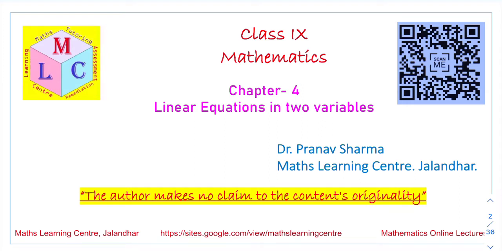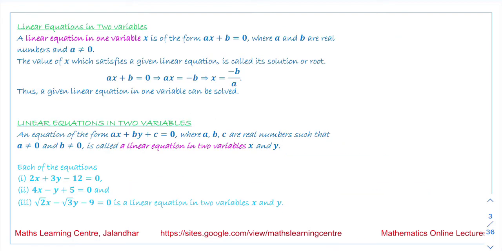We are going to start the next chapter, chapter 4 of class 9th mathematics. It is linear equations in two variables. So first is the definition of what a linear equation in two variables is. We know that a linear equation means its degree is 1, and there are two variables now.